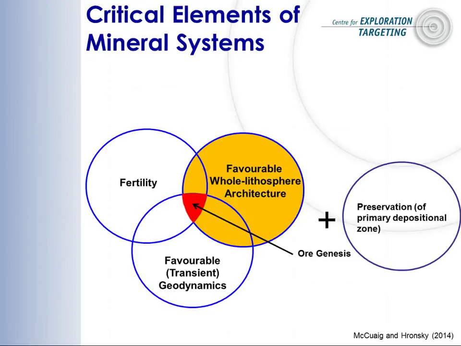Okay, so back to the circles I talked to you about. The critical elements of the mineral system: you need a fertile area, and I'll talk about these just briefly. Favorable whole-lithosphere architecture, these transient geodynamic triggers when the system is self-organized, and you need to preserve the primary depositional zone, which is generally the upper 10 kilometers of the crust for most systems.